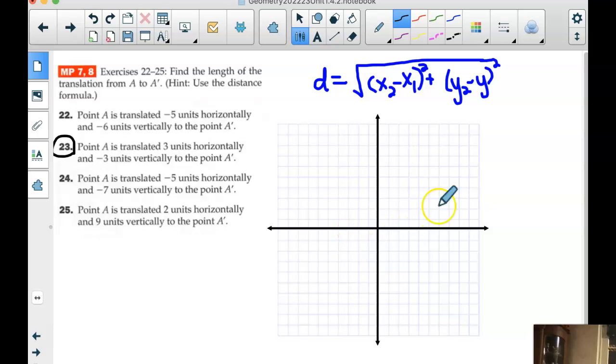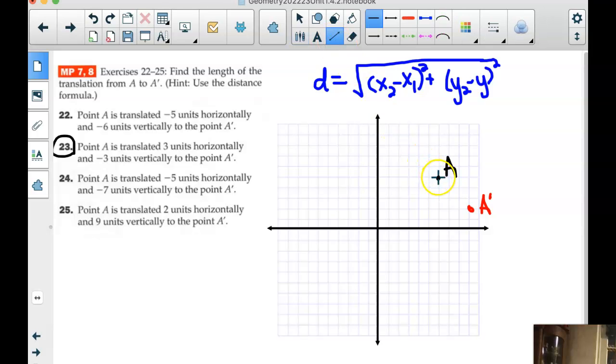All right, so let's pick a point A. I'm going to pick this right here. This will be my point A. It's translated 3 units horizontally. Notice it didn't say -3. So it's going 3 units. 1, 2, 3. And -3 units vertically. 1, 2, 3. So this is our A prime. Again, I'm going to do what I did before because I think it's easier, but I will show you the distance formula eventually.